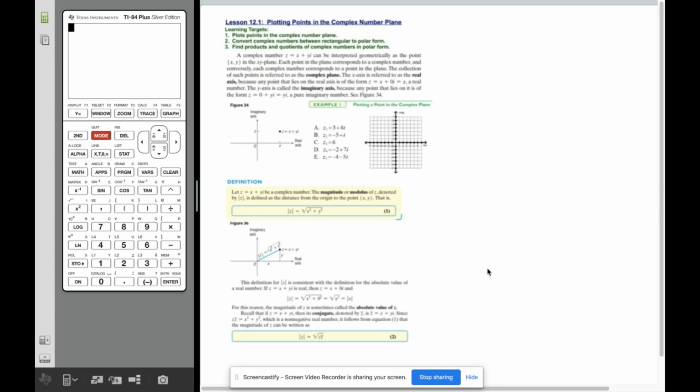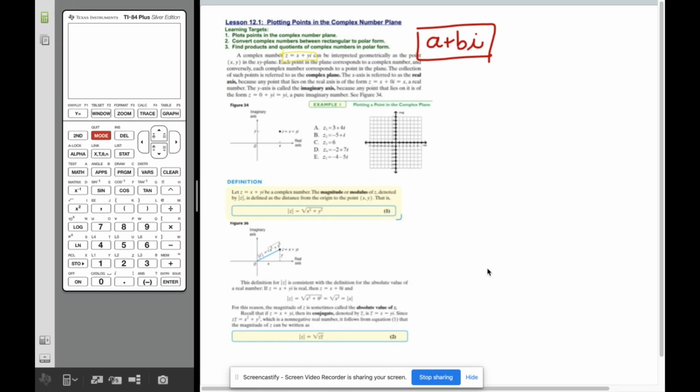All right, today we are going to go over plotting points in the complex number plane, sort of a combination between complex numbers that you may remember from lots of things you've done in the past, and also polar coordinates. A complex number normally is written in the form a plus bi, but instead we're going to write that same number in this form: z equals x plus yi.